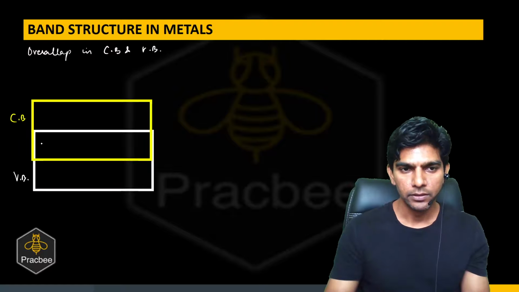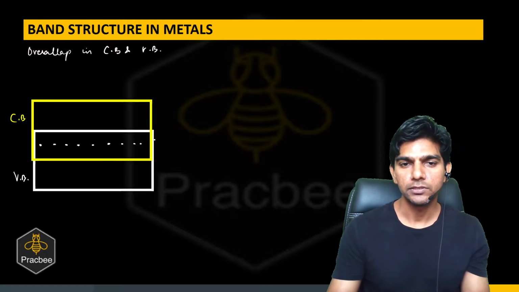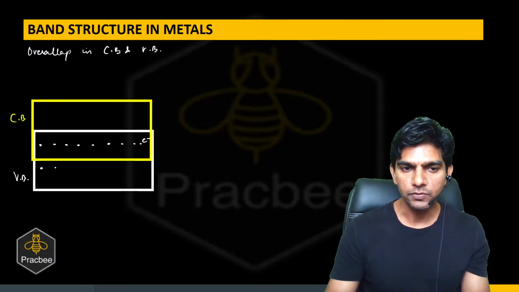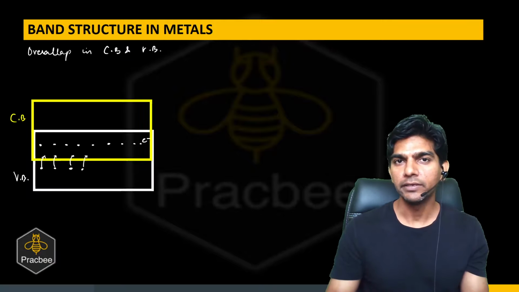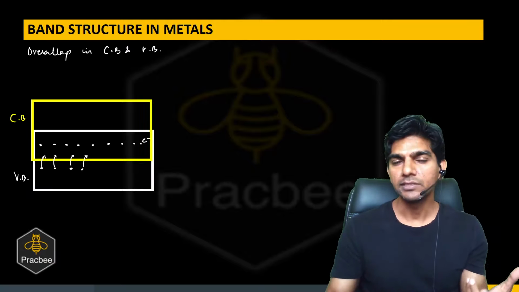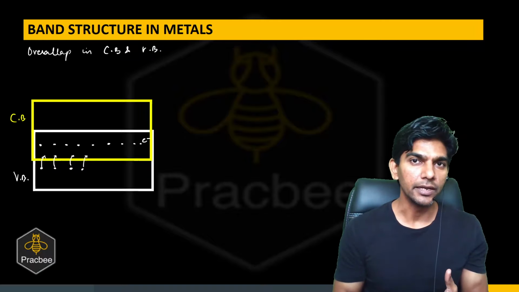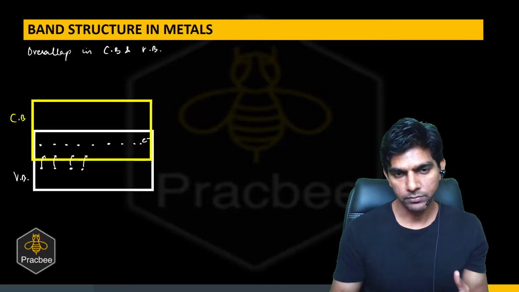So what does it mean? There are already electrons in the valence band which are taking part in the conduction process, and there will be some electrons which are not in the conduction band, but they will gain energy, can easily move to the conduction band and take part in the conduction process. So we can say in metals we have a large number of conduction electrons, hence the conductivity is huge.